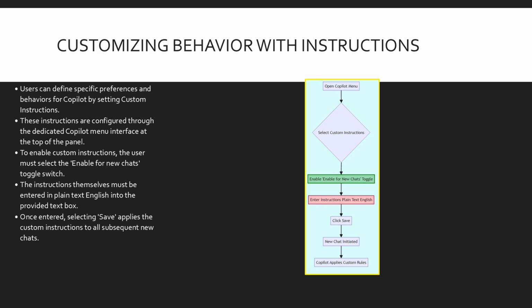Once the user has finished inputting their detailed rules, selecting the Save button is the final required step, which immediately applies these newly configured custom instructions to all subsequent new chat conversations, ensuring consistency and adherence to the user's defined preferences. This capability ensures that the AI assistant operates optimally for individual user styles. This level of customization significantly enhances the user experience, making Copilot feel truly tailored to individual needs effectively.